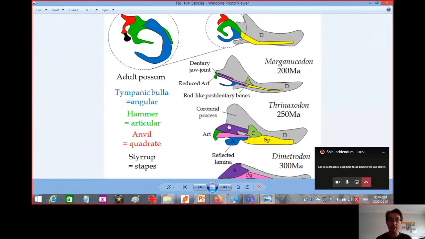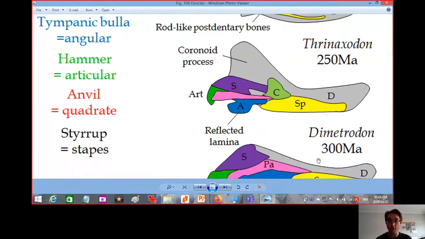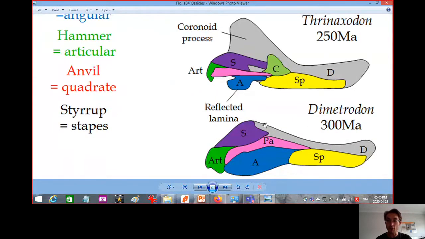So this is a picture that shows you the transformation of the lower jaw. This is the lower jaw in medial view, so a view from the inside of the mouth. Here you can see the number of bones. There are 7 bones in total in the lower jaw, and this is even a bit simplified because the coronoid bones are not represented. But you have quite a number of bones in addition to the dentary here. That's in the pelycosaur, Dimetrodon.